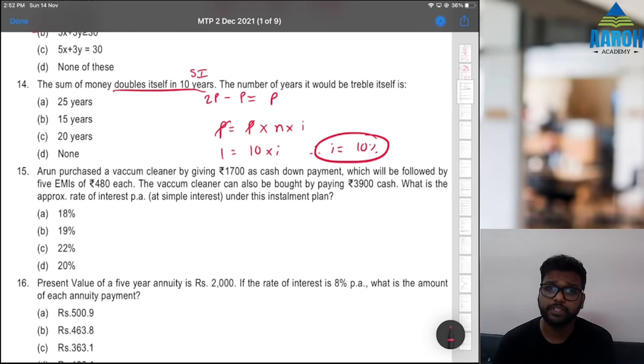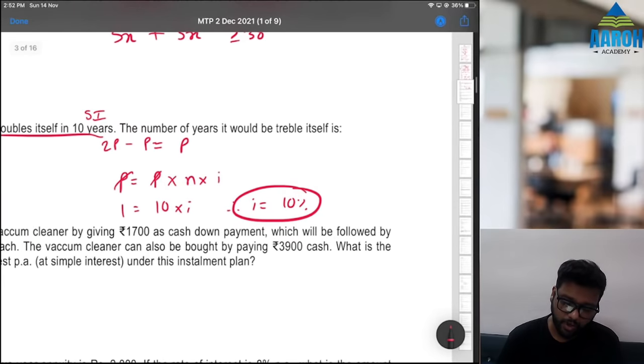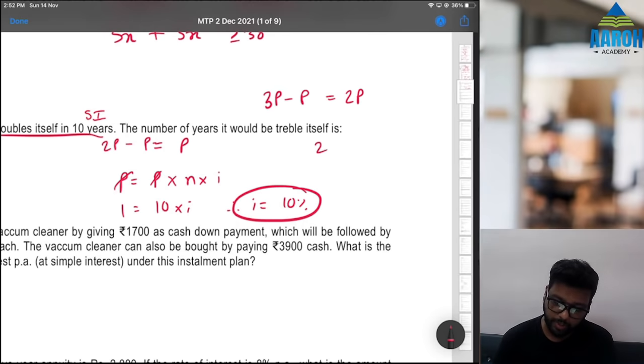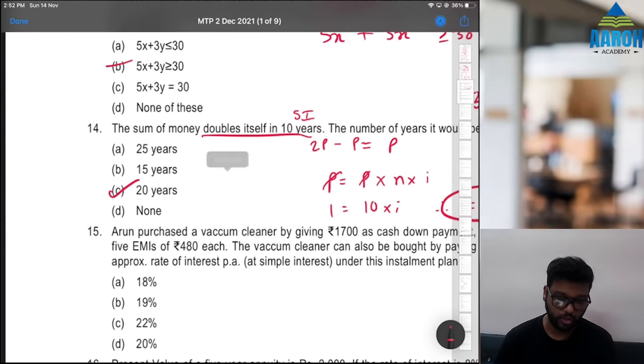If I is 10%, we want triple, right? That means we want amount as 3P and principal will be P. That means simple interest will be 2P. So simple interest is equal to principal into N into I. Again we can cancel P. So N will be 2 by 10%, which is 20. Option C. Okay.